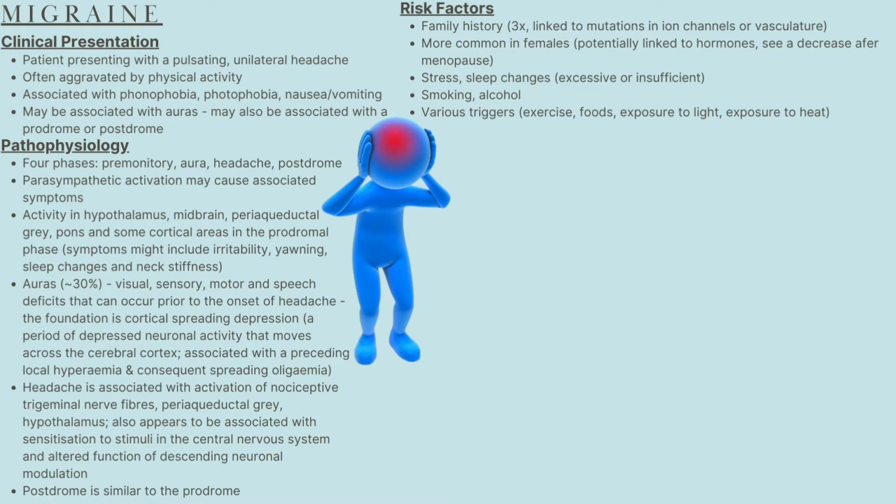Risk factors for migraine include a family history, which increases an individual's risk threefold. In fact, there are genetic links that are associated with mutations in ion channel genes or vasculature. Migraines are also more common in females. This could be a hormonal effect, because we do see a decrease in migraine incidence in females after menopause.